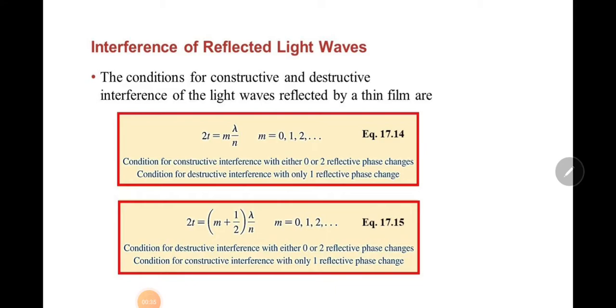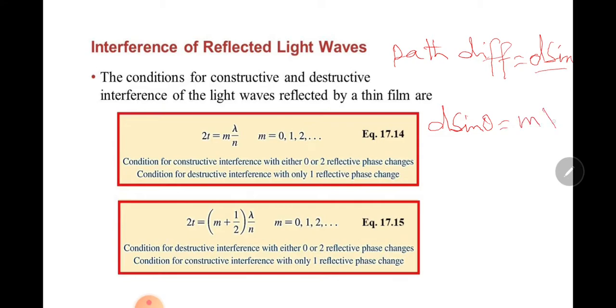Now, before going into detail of interference in thin films, we will study the condition for interference of reflected waves. The condition for constructive and destructive interference: the condition for constructive interference is that the path difference, d sine theta, is equal to m lambda.